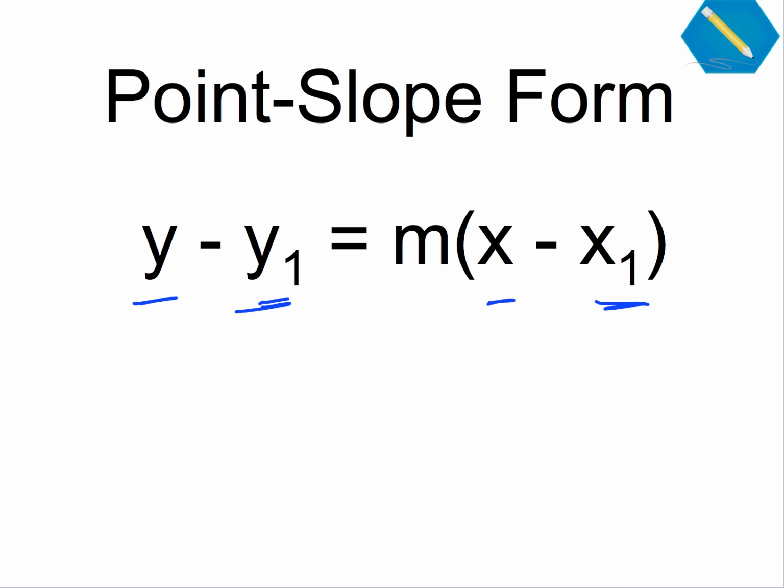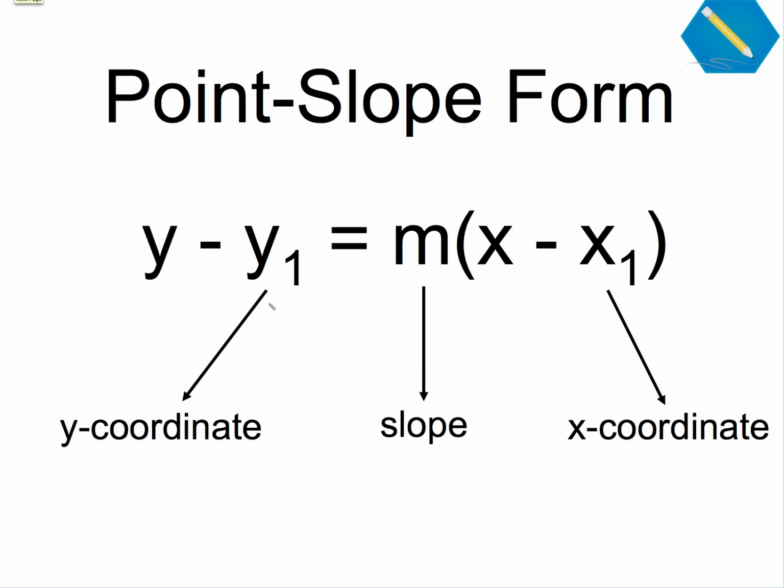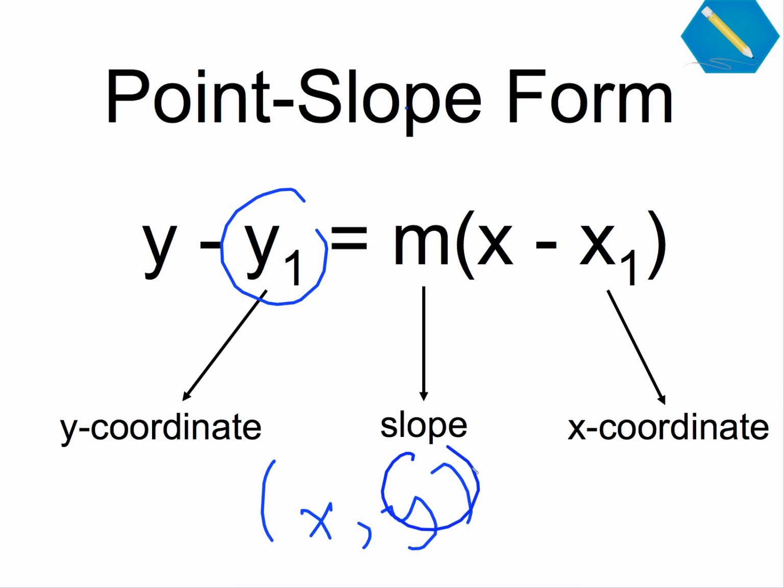Well, the y1 represents the y-coordinate. The m represents the slope, just like before in our other equation. And the x1 represents the x-coordinate. So if we're talking about an ordered pair, the y1 is the second number here and the x1 is the first number in the ordered pair.